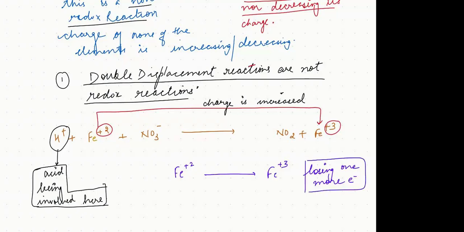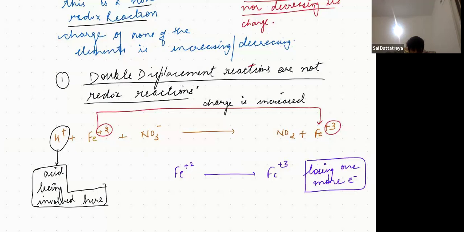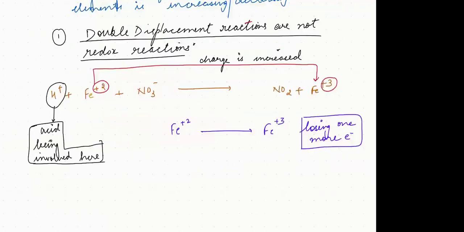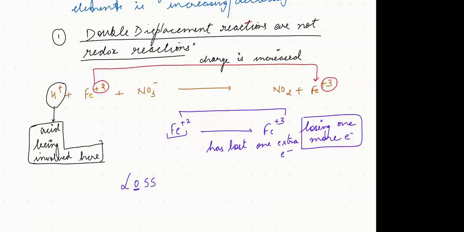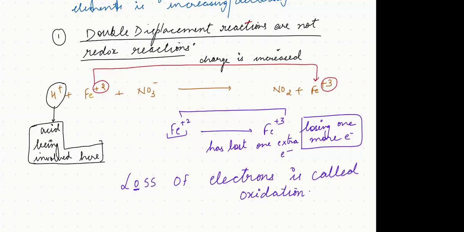You understand? Yes. So basically, one more definition of oxidation comes up. Whenever you see the charge increasing, it is because Fe+2 has lost one extra electron. So, the loss of electrons. How do I remember oxidation? Loss has O in it, and O for oxidation. So loss of electrons is called oxidation.